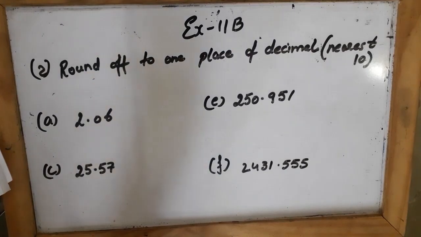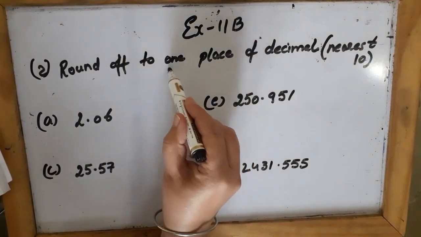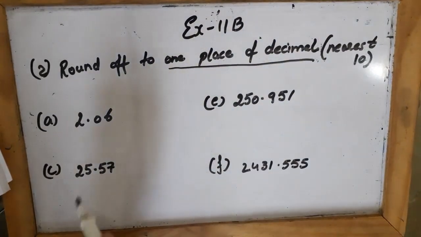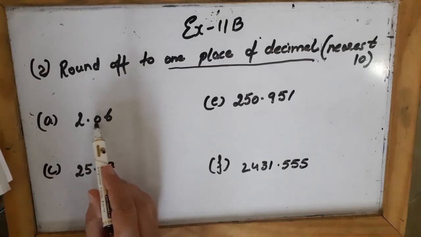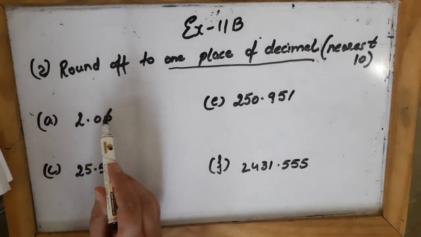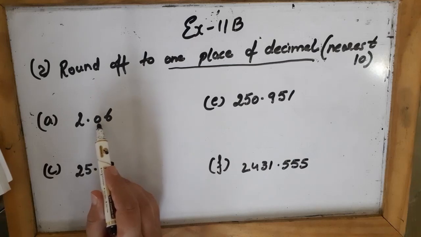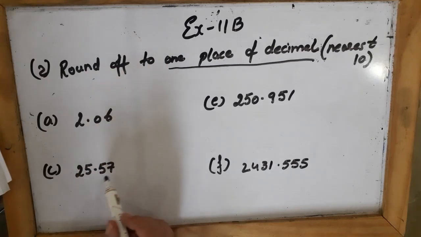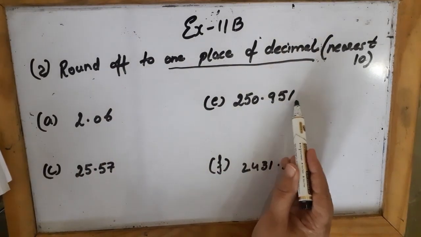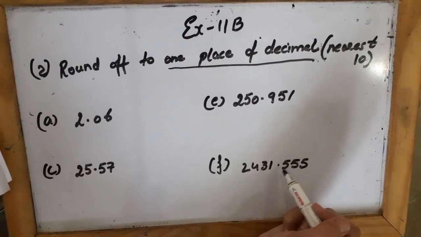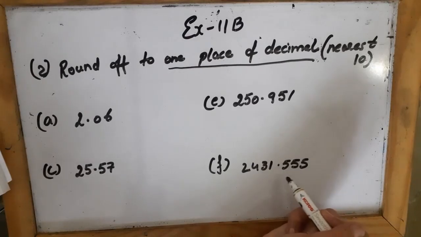Now to the second question. In the second question, they are saying round off to one place of decimal. I said this is the decimal part after the decimal, and these are called decimal places. So how many decimal places are there? There are 2 decimal places. How many decimal places here? 3 decimal places.